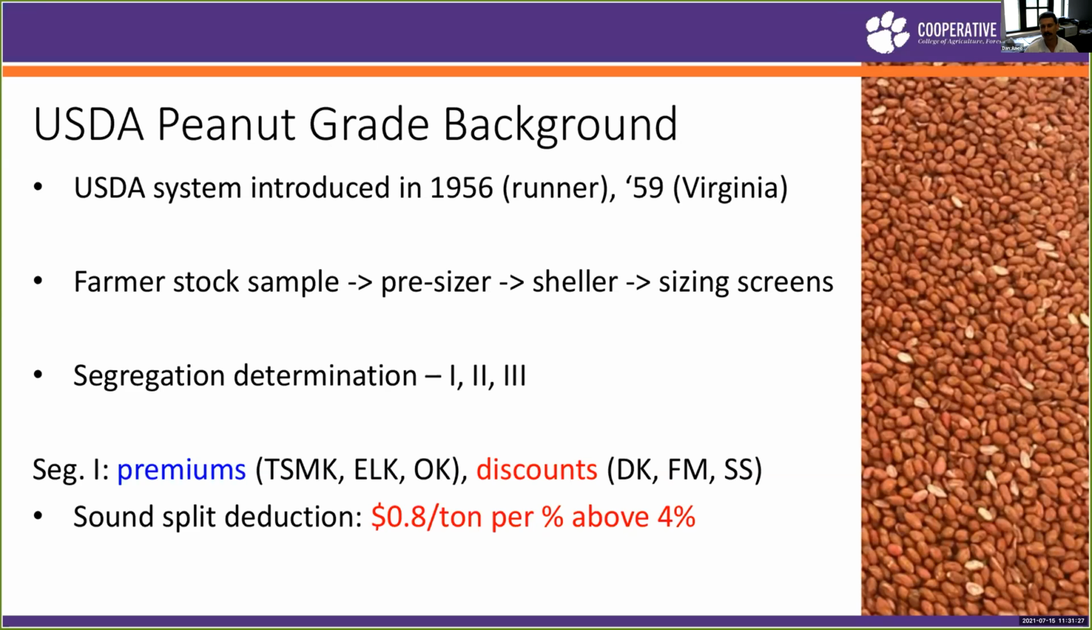And so a sound split is essentially an otherwise sound mature kernel for which the cotyledons have separated. And the deduction that corresponds to these sound splits is at the rate of 80 cents per ton per percent above 4% sound splits.